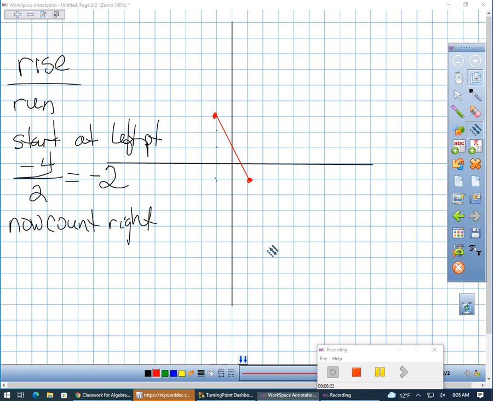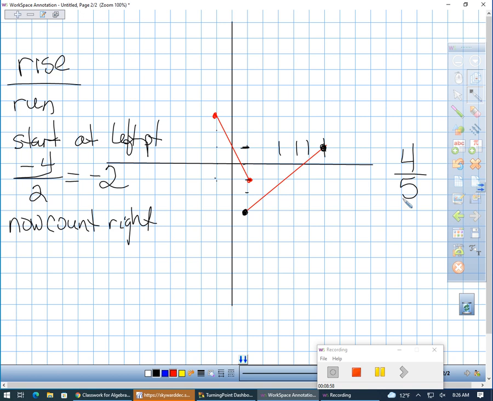Let's say I have a point that goes from here to here. Let's say we have a point that goes from this one to this one. Okay, so we're going to start at the leftmost point, which is this one, right? We start by counting up or down. Do I have to go up first or down first? So 1, 2, 3, 4. My top number is 4, and then I count to the right. 1, 2, 3, 4, 5. So my slope is 4 over 5.